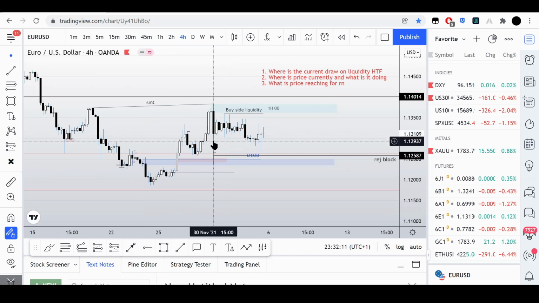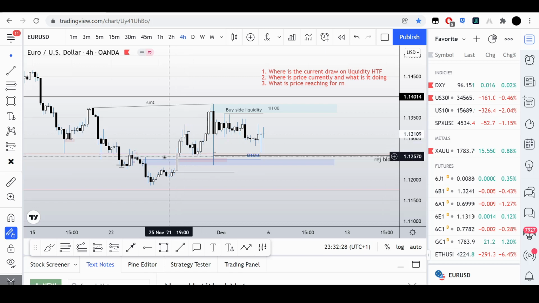All right, so this was on Tuesday, I believe. Okay, yeah, so this is Monday's price action right here, and Tuesday came into here. Okay, so Monday was sitting around here. What was price currently drawn to?